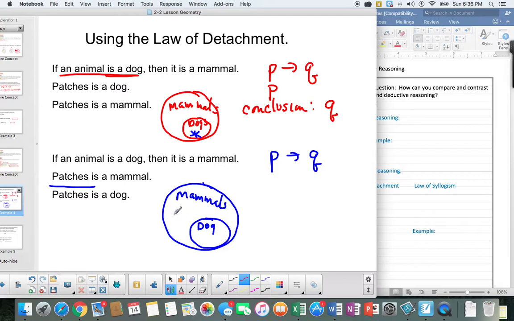He doesn't have to be in the dog group. He could be right here. He could be an elephant or something else like that. So we have Patches, we have Q. And this is not the kind of reasoning we use in the law of detachment. We want to ensure that this item is part of the little group. So this reasoning does not work, and we say no conclusion. We're not using the law of detachment correctly. The law of detachment has to go like this: P implies Q. You've got to address the P, the hypothesis, then you can make the conclusion about Q.